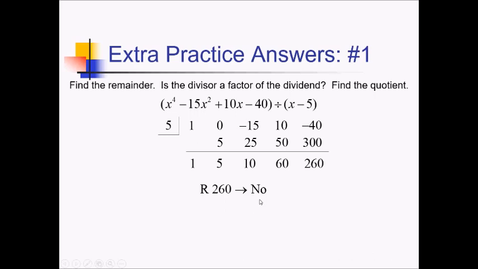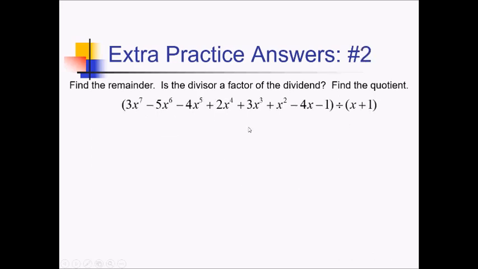And for the quotient, that's going to be all the numbers except for the remainder. So 1 is going to represent 1x to the third, because it's one exponent lower than you started with, because you did x to the fourth divided by x. And next we have a 5x squared plus 10x plus 60.